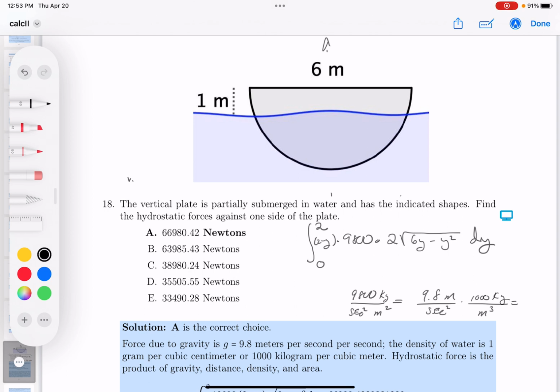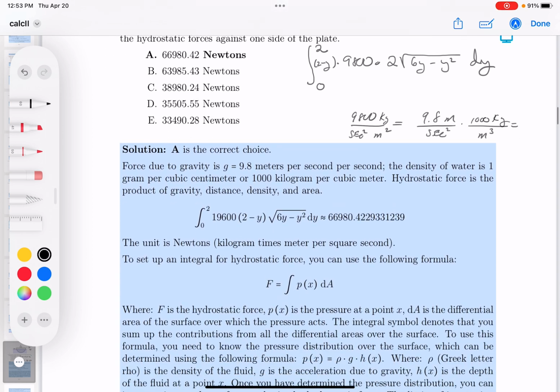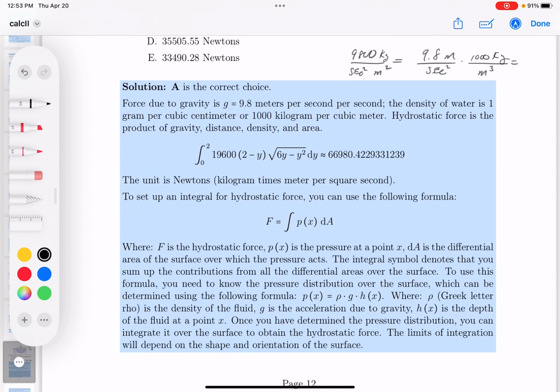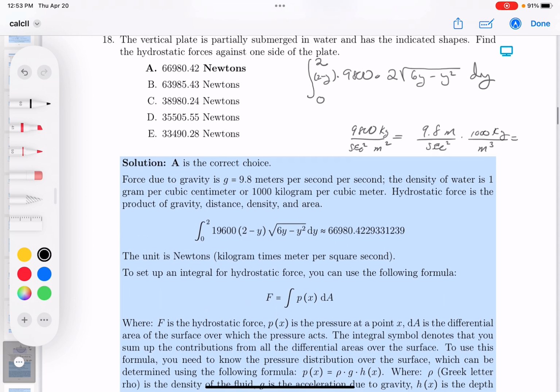So let me just talk about units again. I got kilograms per second squared. I got meters squared, since area is meters squared. And then I got another meter over here. Let me see how we're doing. Kilograms meter per second squared, and I'm pretty sure it's Newton. All right? So I think I got that part done.